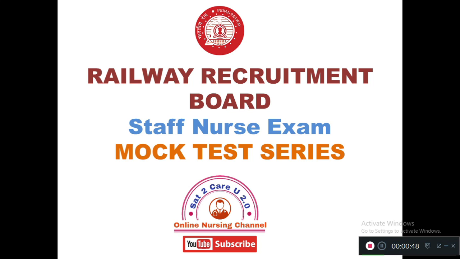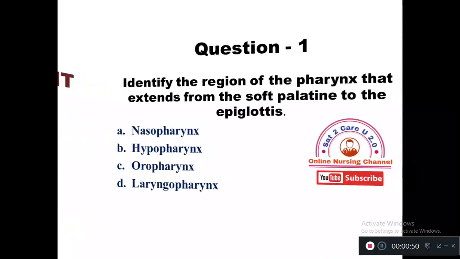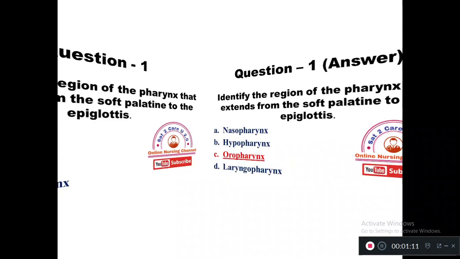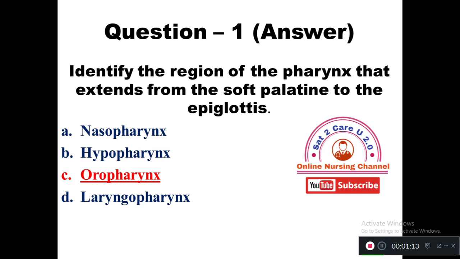Now let's go to the first question of the day. Identify the region of the pharynx that extends from the soft palate to the epiglottis. Option A, nasopharynx, B, hypopharynx, C, oropharynx, D, laryngopharynx. We know very well the pharynx has three parts: nasopharynx, oropharynx, laryngopharynx. In that, the oropharynx extends between the soft palate and epiglottis. So answer C is right.